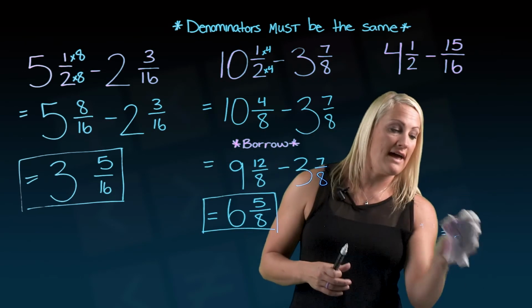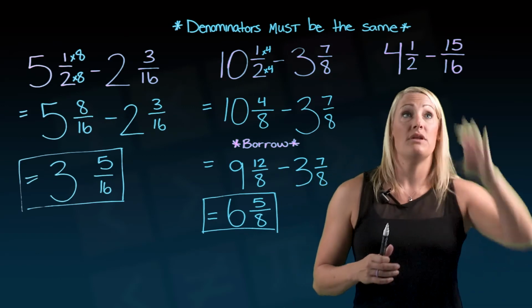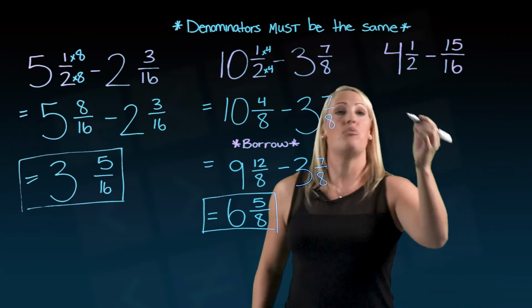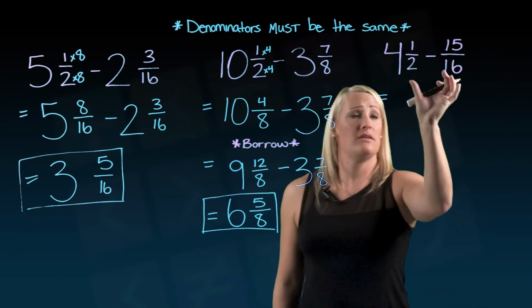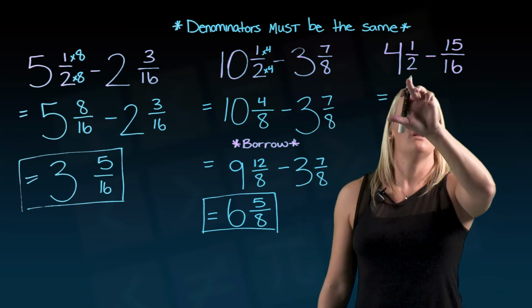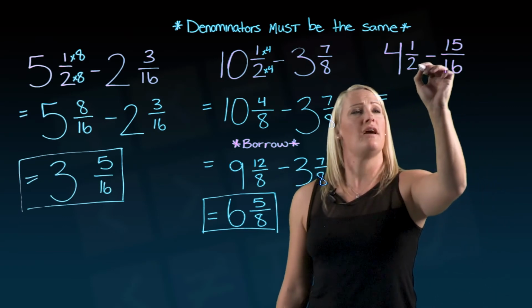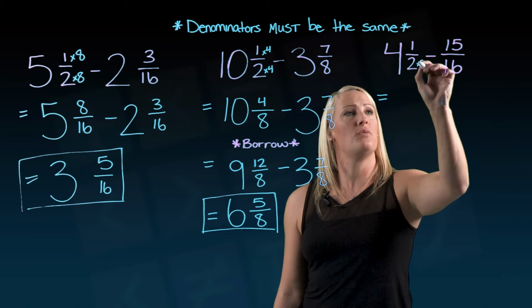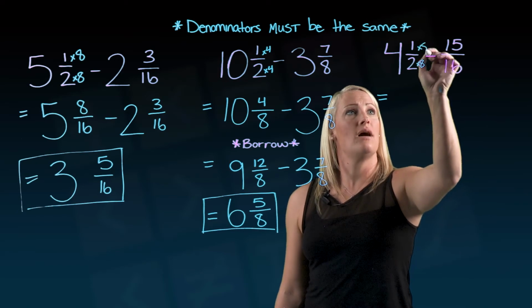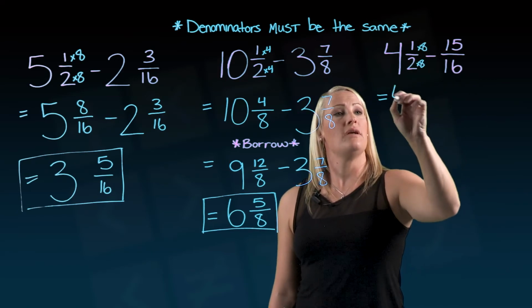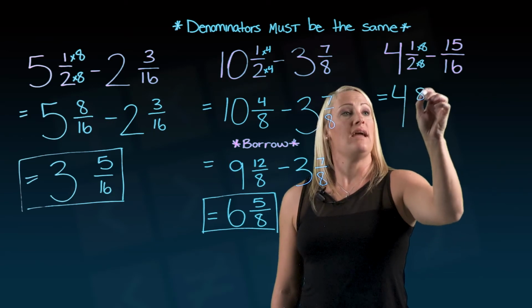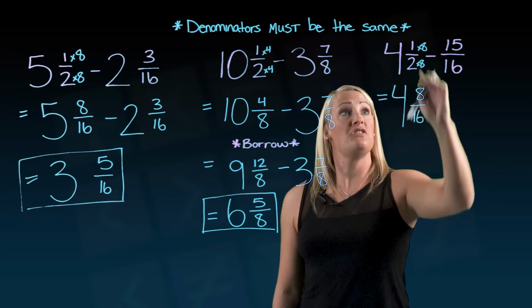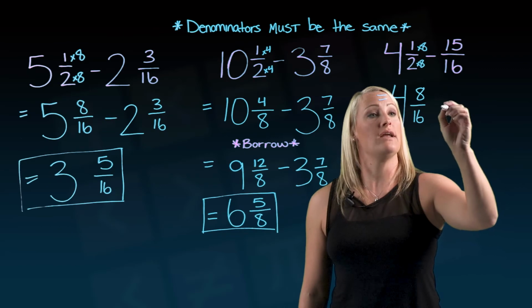So I hope that you did that, and we are now going to take a minute and do this question together. So step 1 in any one of these questions is to make the denominators the same. So looking at the two denominators, this guy is smaller, and if I multiply the smaller one by 8, it will become the larger one. So I now have 4 and 8/16, which is the same as 4 1/2, just another way of writing it.